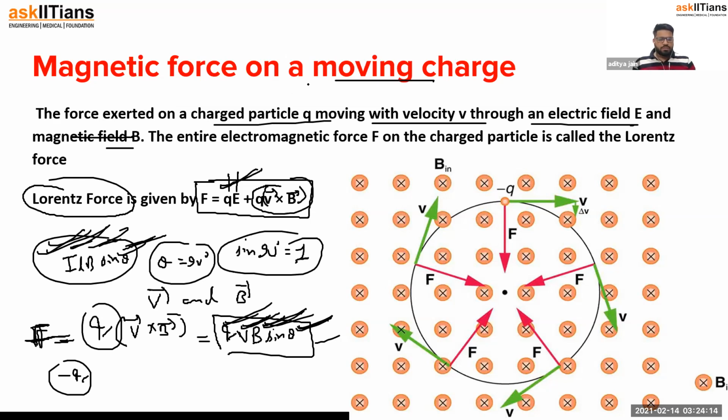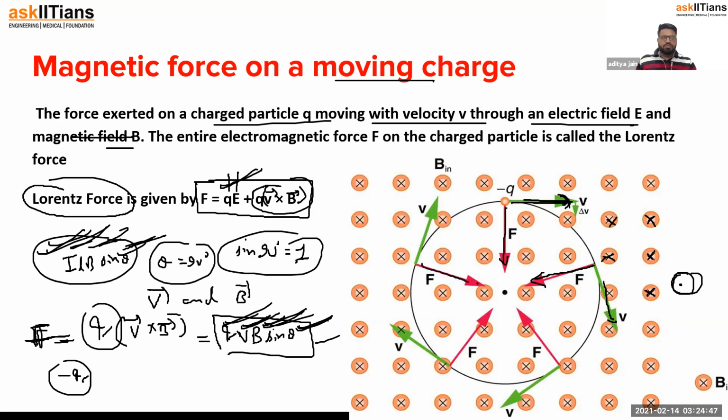So Lorentz force is the combination of electric force and magnetic force on a charged particle Q moving with velocity v. Here you can see the motion of a charged particle. The velocity is along the curved path. This cross is showing that the direction of magnetic field is into the paper. So whenever a charged particle minus Q is moving with a velocity v in a magnetic field going into the paper, the direction of magnetic force will be towards the center.